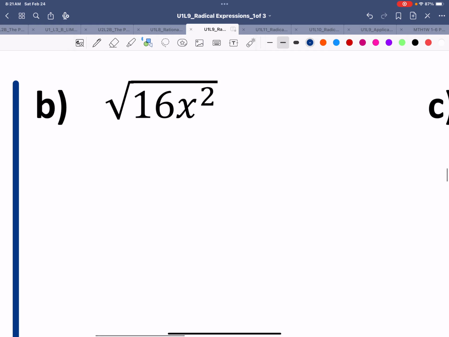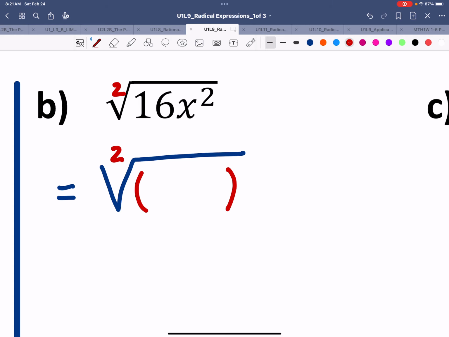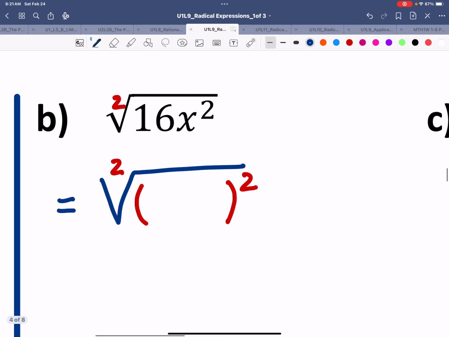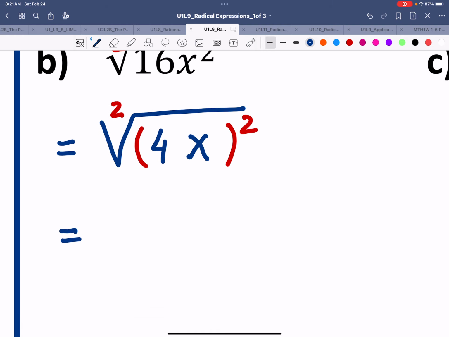We have the square root of 16x squared. Sorry. So here we go. We have the square root, index is 2, which means we need to write this as a perfect power of 2. 16 needs a base of 4. x squared needs a base of x. So the answer now will be, simplifying the 2's in here, 4x.